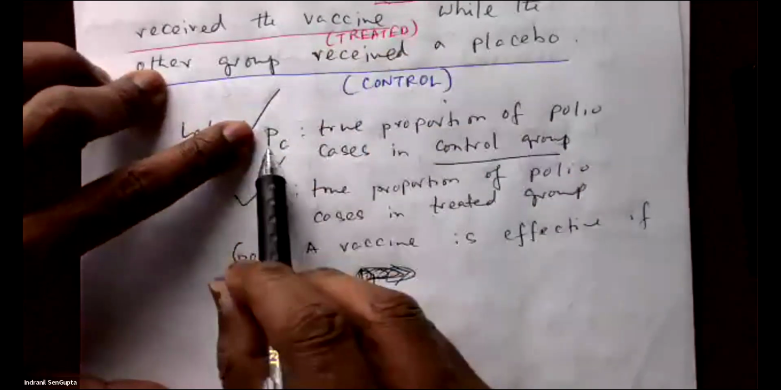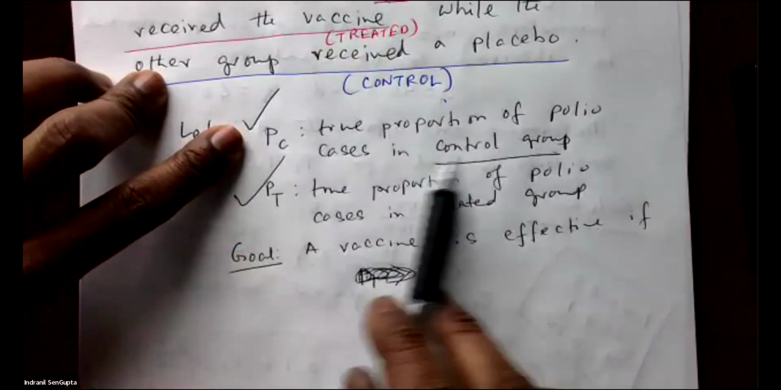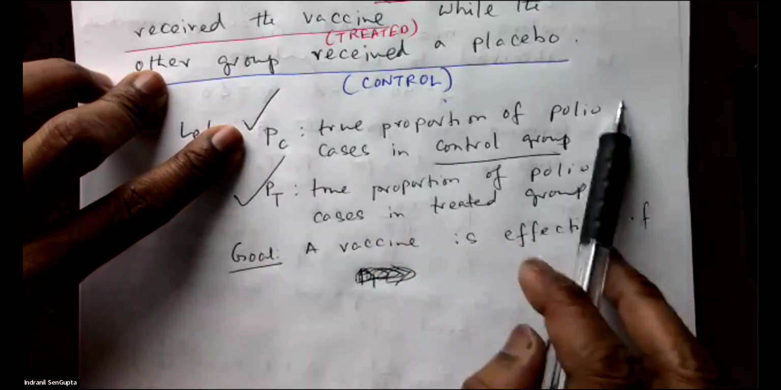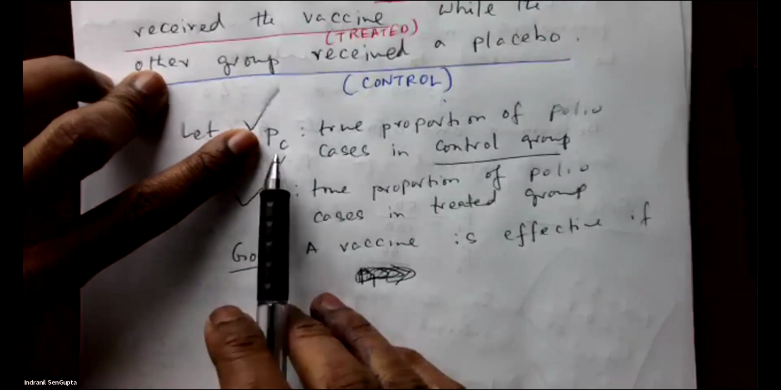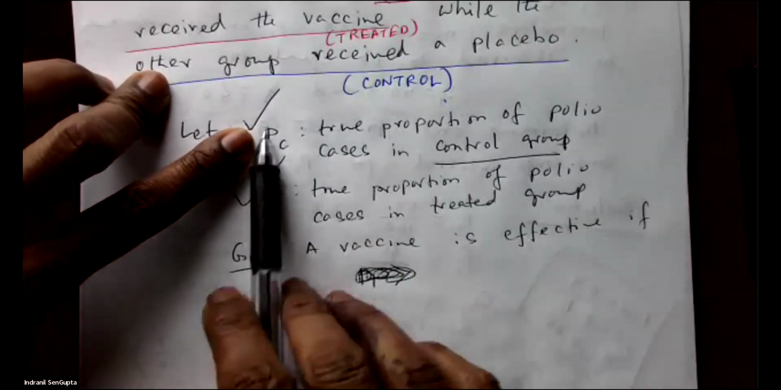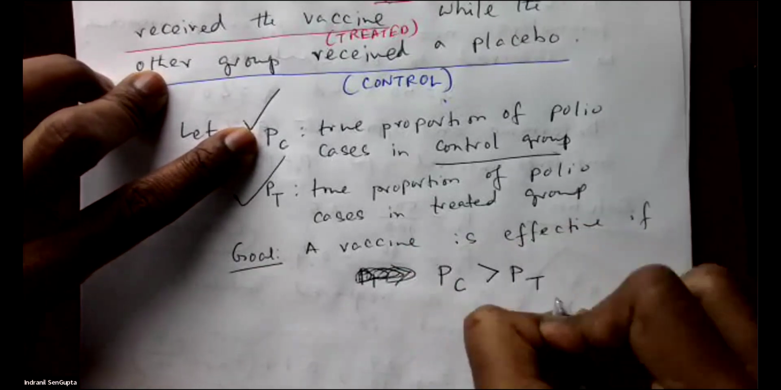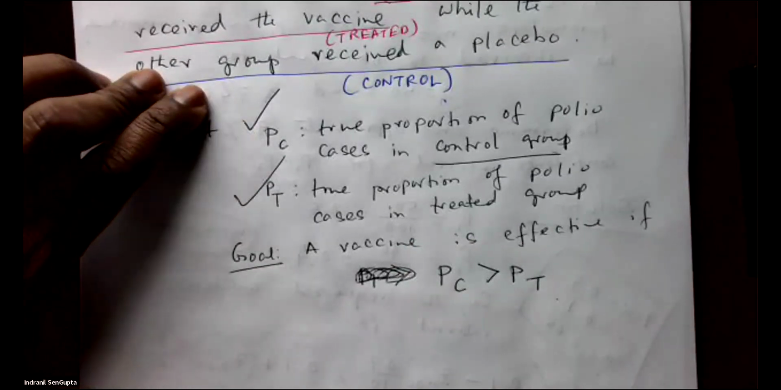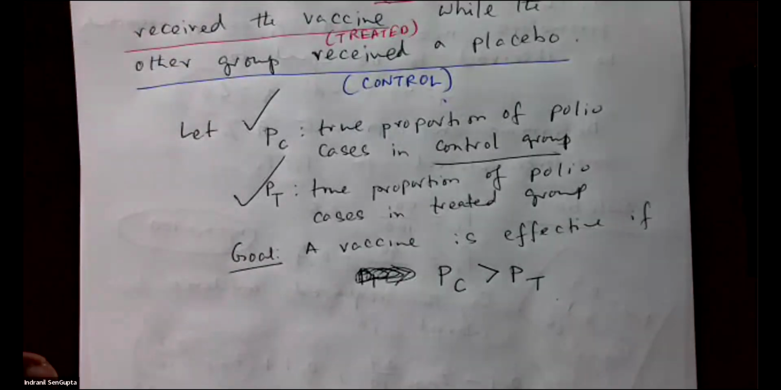Now, this is a proportion for which we didn't have any vaccine, right? So we didn't inject any vaccine for this group. So what we expect is we should have more polio among these people. So we will have PC bigger than PT, right? The question is, is this true? If not, there is no point.